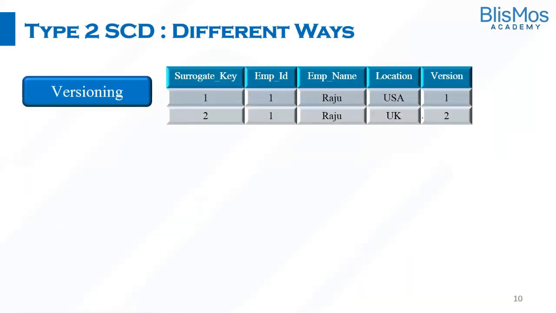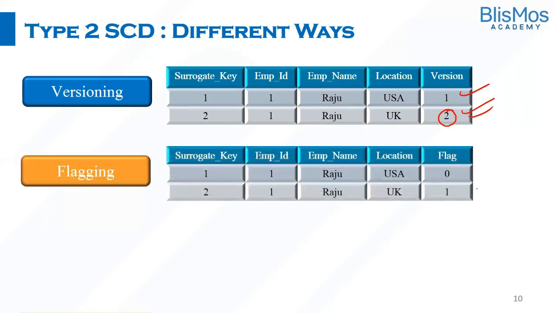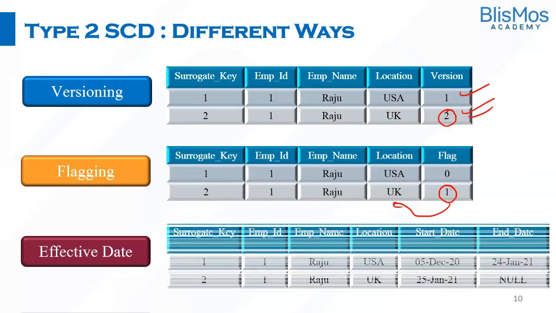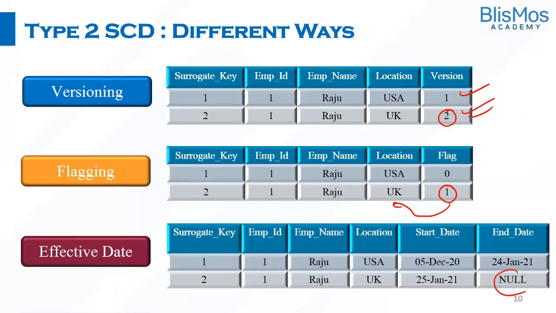One is versioning by using the version 1 or 2. The latest is indicated by the highest number in the version. Then we have a flagging. In flagging, 1 is the current data. In the effective date, whichever has null is the current data.